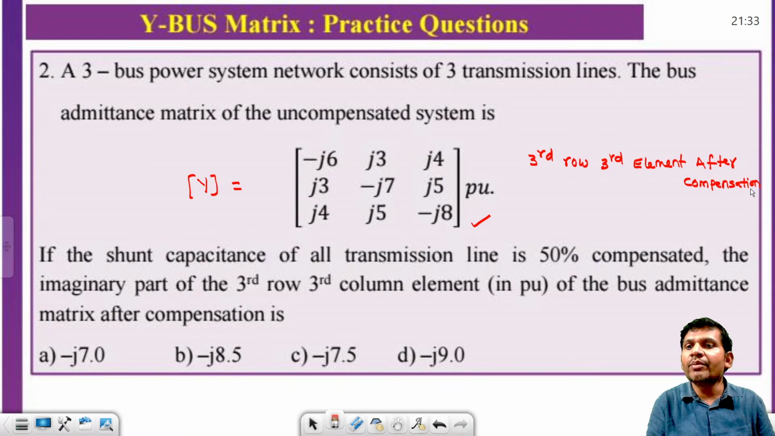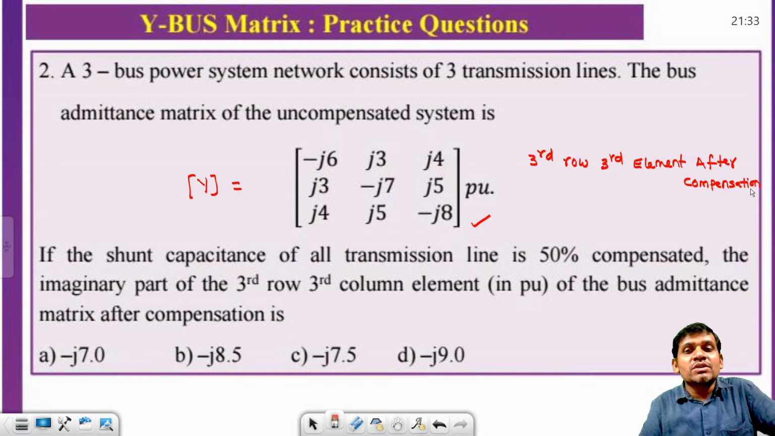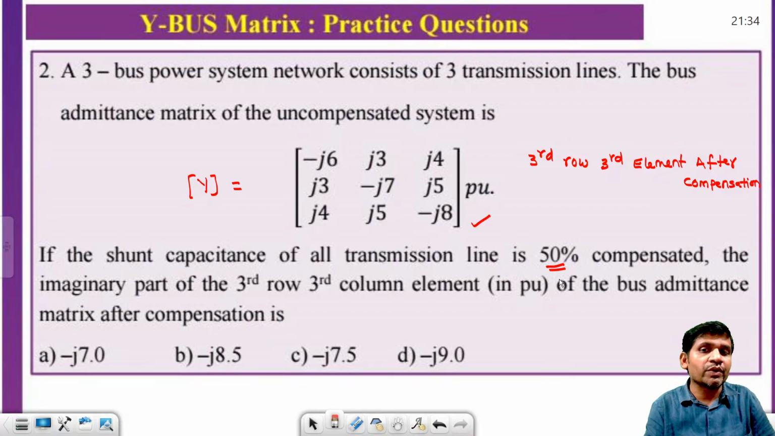Third row, third element you have to calculate after compensation. How to calculate third row, third element after compensation? Here, the shunt capacitance of all transmission lines is 50% compensated. Shunt elements are compensated by 50%. First you have to identify what is the shunt element of this row, because you want to calculate the third row, third element.